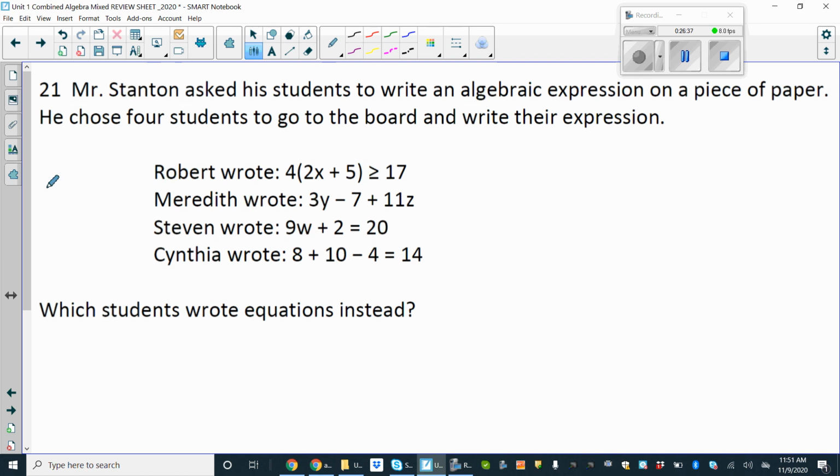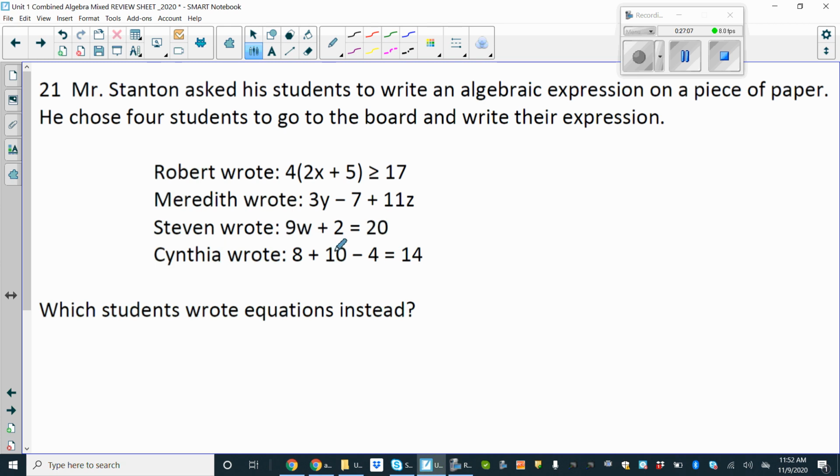21. Mr. Stanton asked his students to write an algebraic expression on a piece of paper. He chose 4 students to go to the board and write their expressions. Which students wrote equations instead? So Robert wrote 4 parentheses 2x plus 5 is greater than or equal to 17. That's an inequality. Meredith wrote 3y minus 7 plus 11z. That's an expression because there is no equal sign.